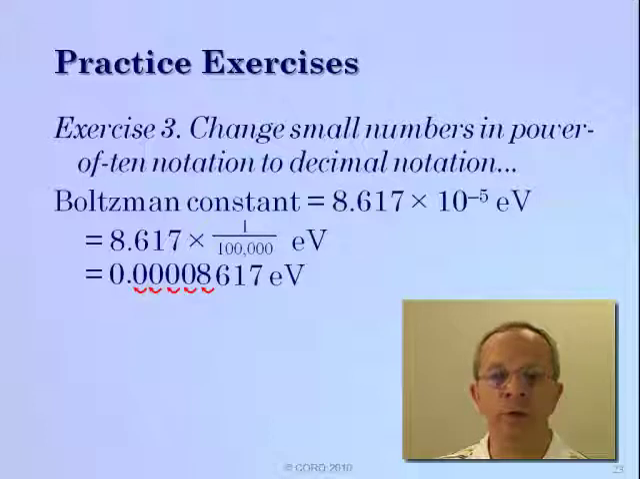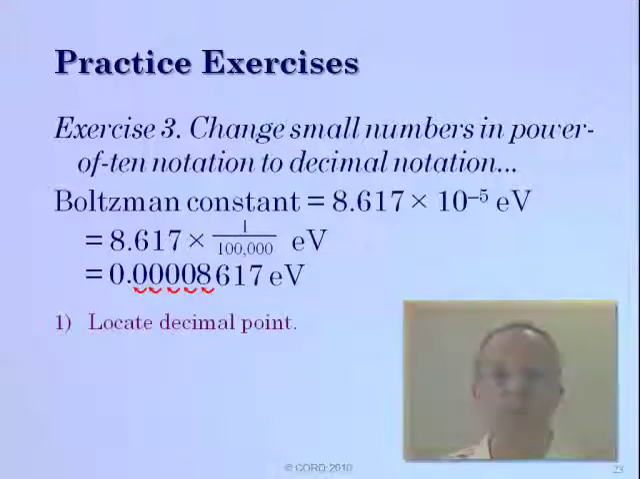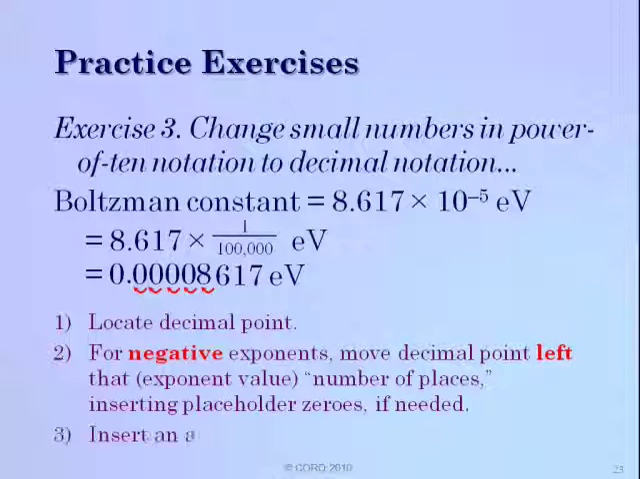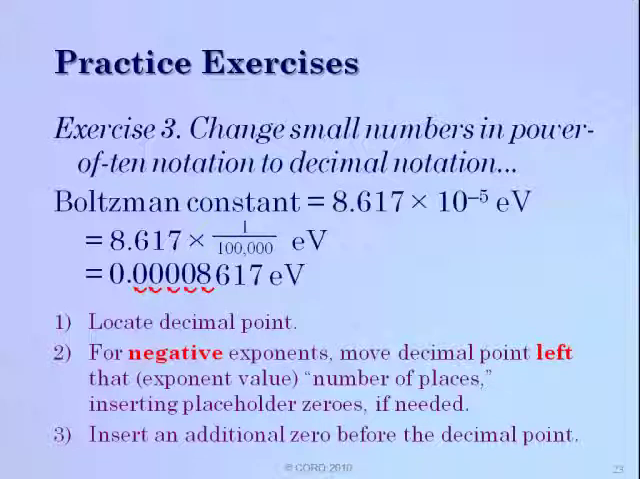So again, in summary, locate the decimal point, move the decimal point to the left, the number of places of that exponent, inserting placeholder zeros if needed, and put an additional 0 out there in the front before the decimal point so that when we read it, we'll say 0.0000817 electron volts.